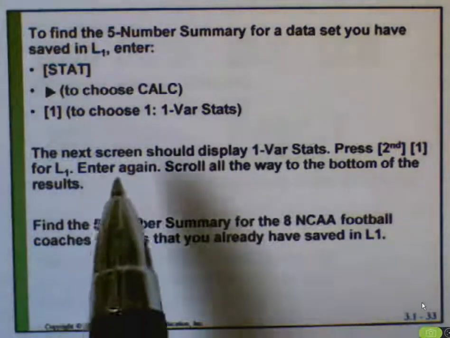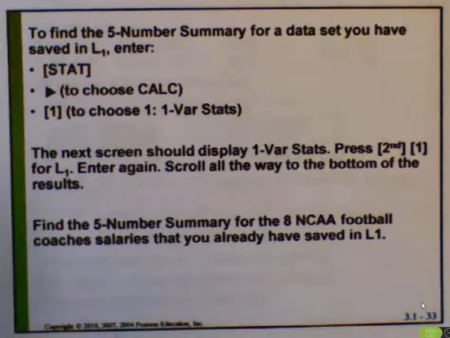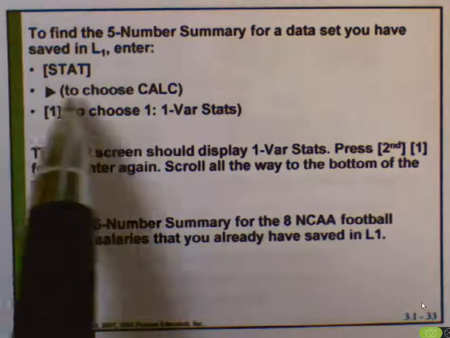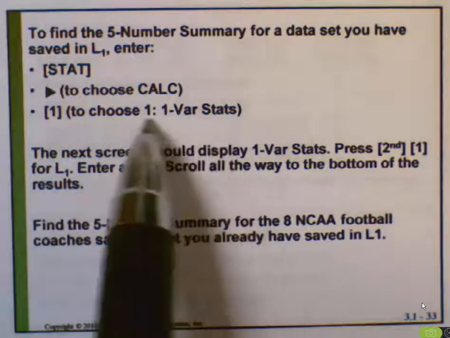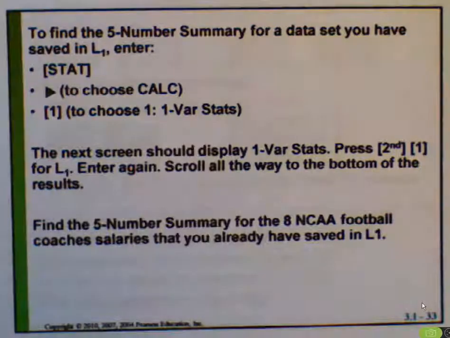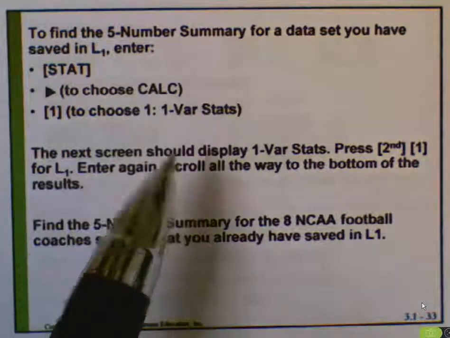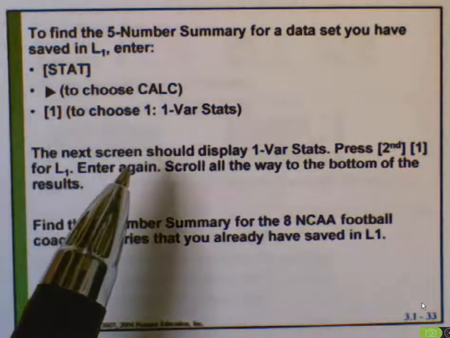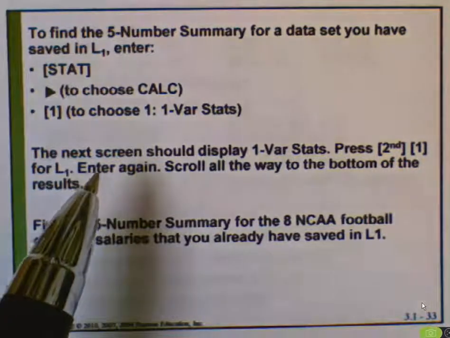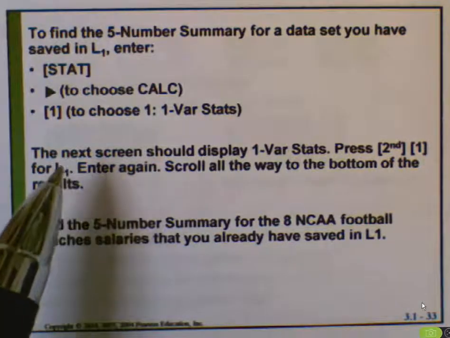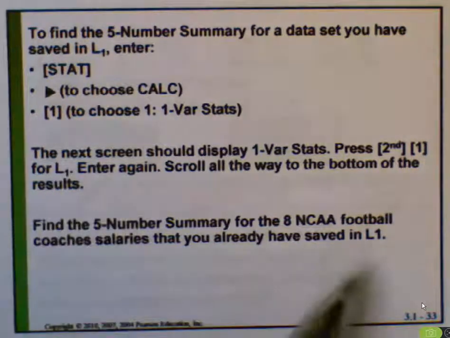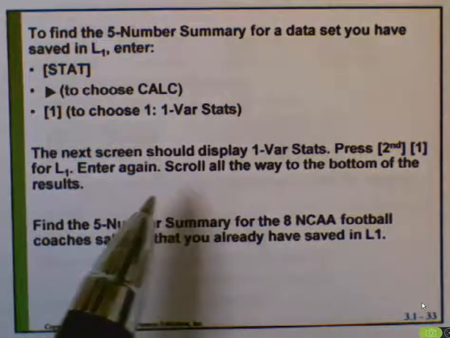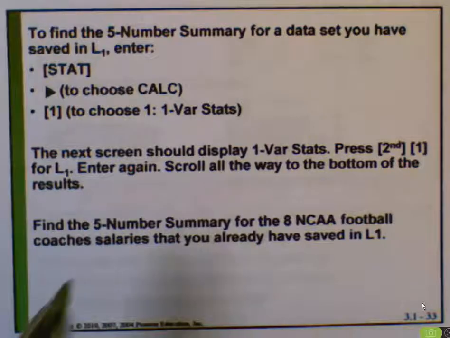To find a 5-number summary for a set of data that you've already saved in List 1, you just choose Stat, move your cursor to the right one to highlight Calc, and then choose One Variable Stats. As soon as you choose One Variable Stats, you'll go to a blank screen. You'll tell the calculator for what list you want it to calculate the 5-number summary. If you have saved your data in List 1, you just press second and the number 1 to choose List 1. You enter again and then scroll all the way to the bottom of the results to see the 5-number summary.